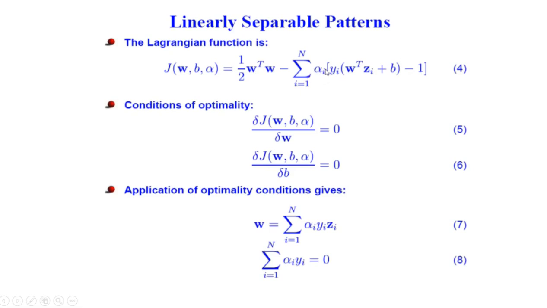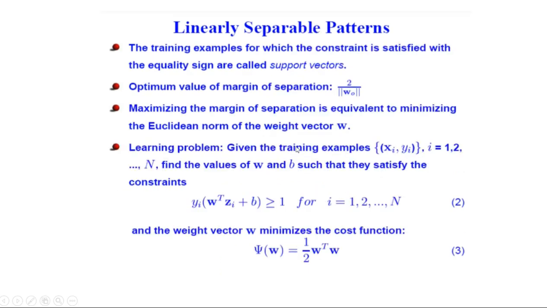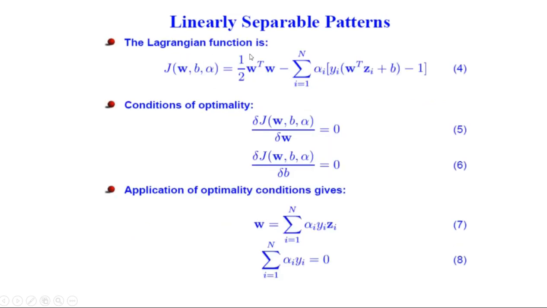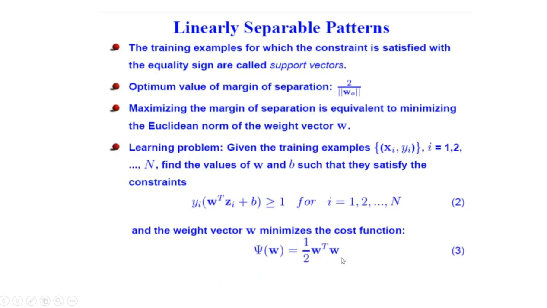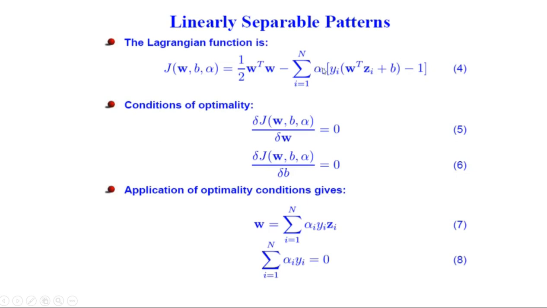What is alpha i? It is the Lagrangian coefficient. This Lagrangian coefficient is defined for all the input points. Okay, so this is the equation. This is how we construct a Lagrangian function. This is your cost function, you can see the previous slide, and this is your constraint. So your Lagrangian function is constructed with the help of the cost function and the constraints, with the help of the Lagrangian multiplier alpha i.